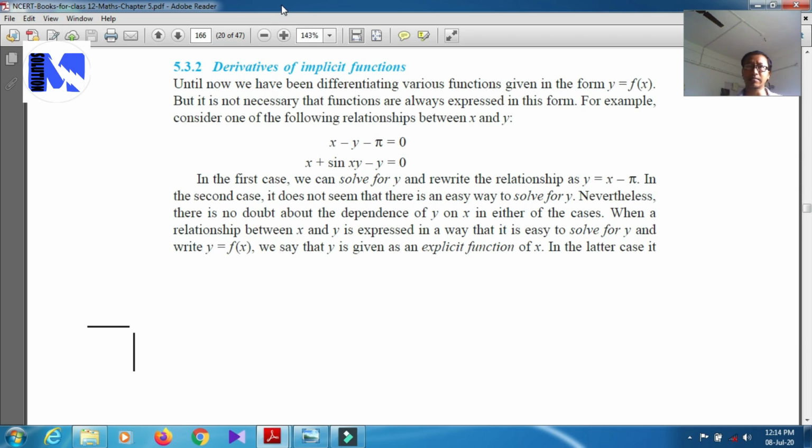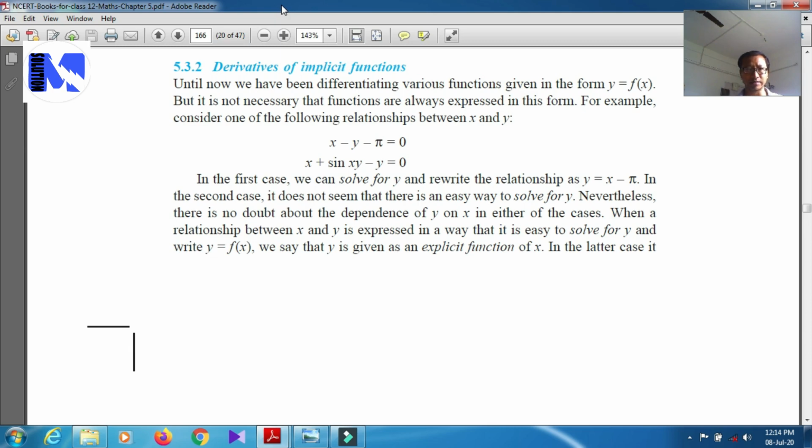But there are some other functions where we cannot express a variable like x in terms of y directly. If we cannot express y in terms of x or x in terms of y, then those types of functions are called implicit functions. Now, we have to differentiate the implicit functions.